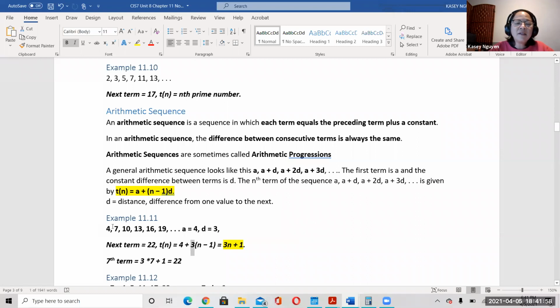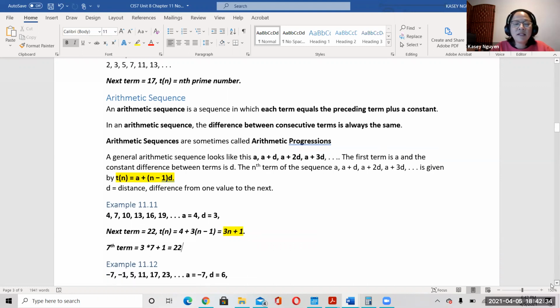So the n: 1, 2, 3, 4, 5, 6, 7. We're trying to solve for the 7th term, so you're going to plug 7 in here. 7 minus 1 gives you 6. So that will give us 3n plus 1, or 3 times 7 plus 1, which is 22. So for an arithmetic sequence, your d is always the same. It's constant.